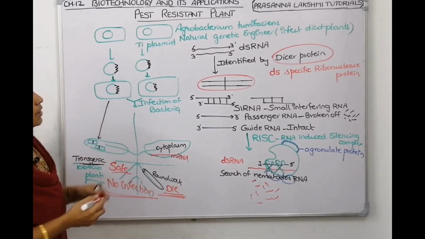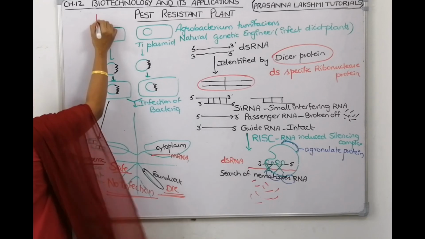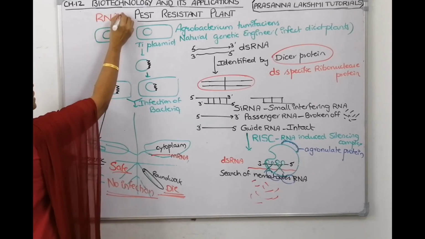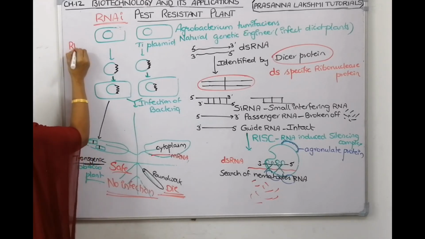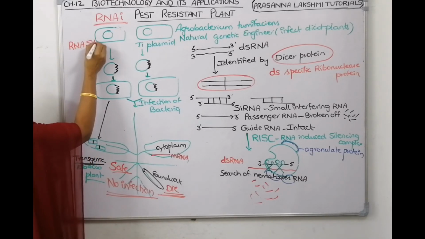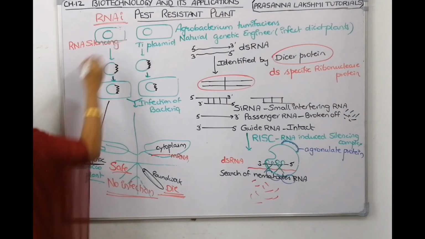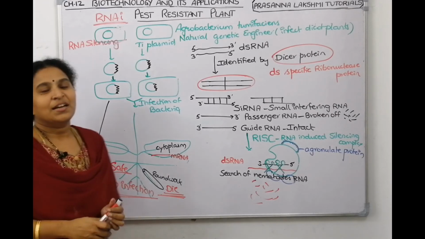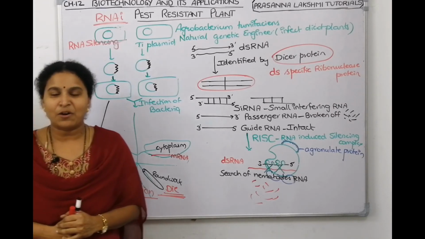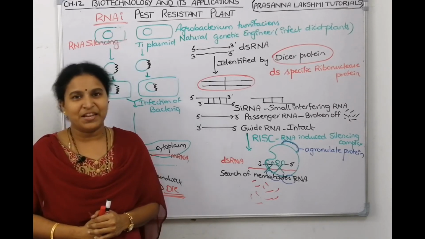Okay, children. All this, what is this called? This is called RNA interference. It is also called RNA silencing. Take a screenshot. Right? Understood? Now, this is our lecture about biotechnology and its applications.